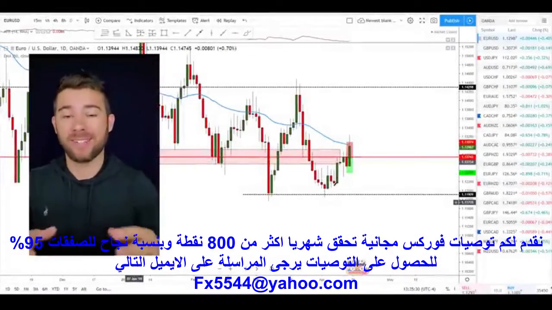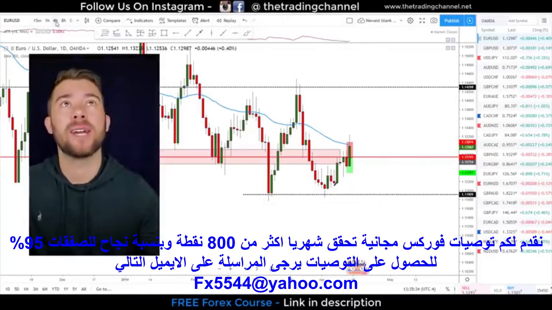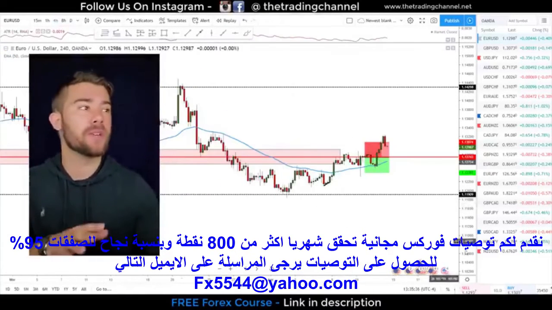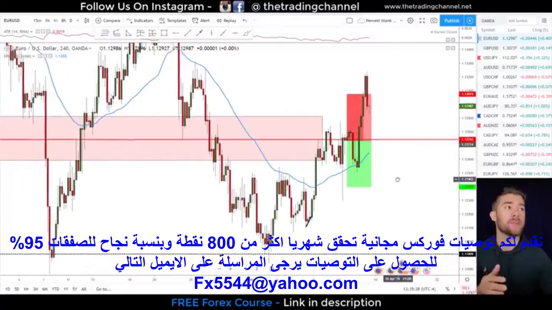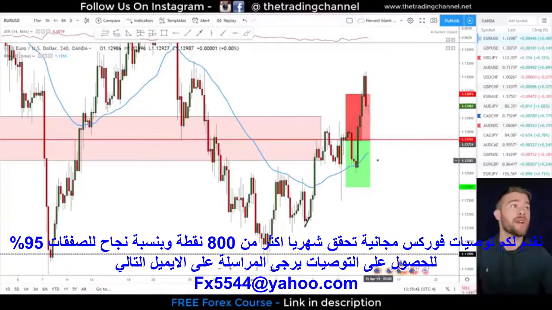So we're going to start our analysis off here on the euro dollar as we normally do. And I'm actually going to take this down to a 4-hour chart on this specific currency pair. The reason we're looking at the 4-hour chart is because we actually had a trade on this pair last week in the EAP training program.